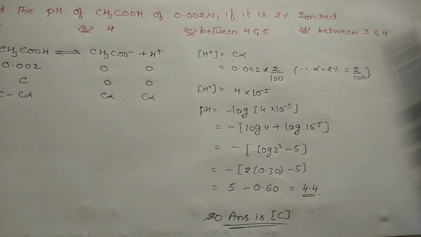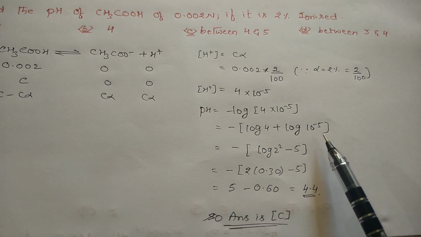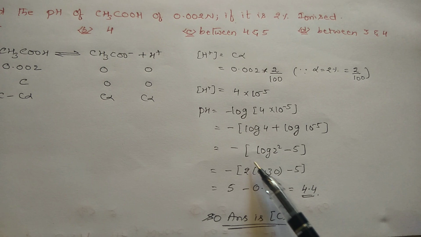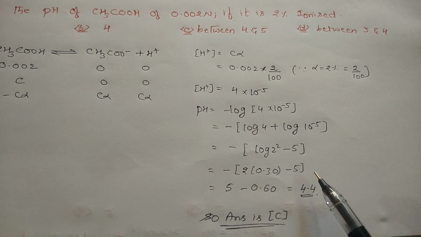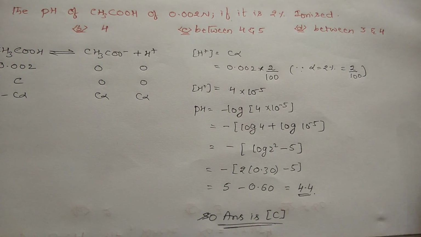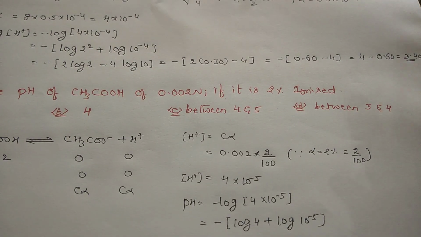pH will be equal to minus log of 4 into 10 power minus 5. So minus log 4 plus log 10 power minus 5. So it becomes minus log 2 square minus 5. It becomes 2 into 0.30 minus 5. So 5 minus 0.60, and the answer will be equal to 4.4. So the answer is between 4 and 5.